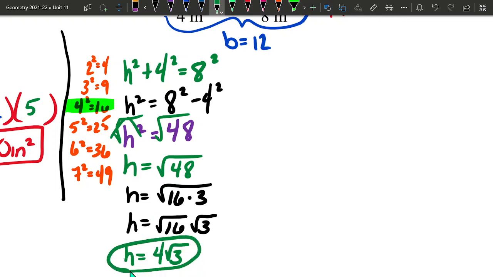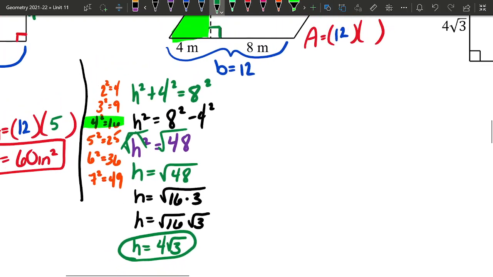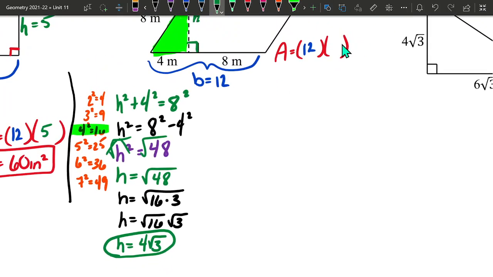You won't have to do that on every problem, but I will expect that you know how to do this. Find the biggest perfect square that you can divide your number by and get a whole number, and then take the square root of that number and whatever's left over, leave it as the leftover. So the height is 4 times the square root of 3.